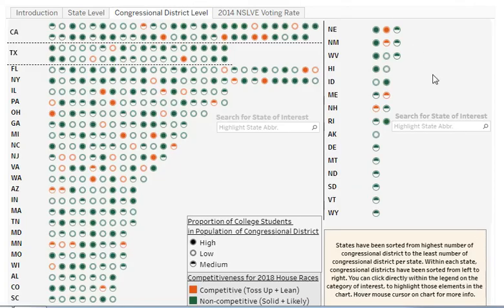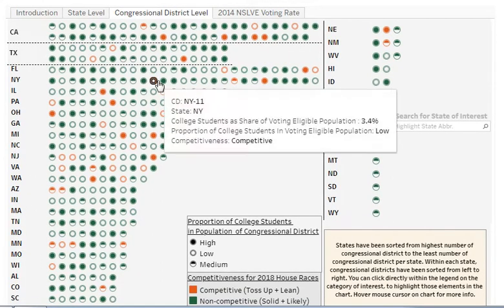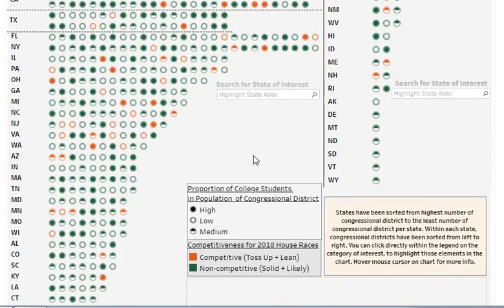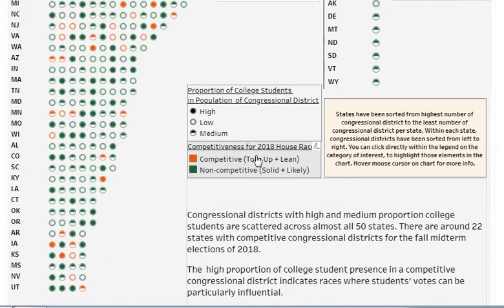We have organized all 435 congressional districts by their individual state on this page. The states have been sorted from the highest number of congressional districts to the lowest. Some states, like California and Texas, have their congressional districts broken into 2 rows. There are 2 layers of information that you need to understand the district data points on this page, and they are described in the legends on the right.